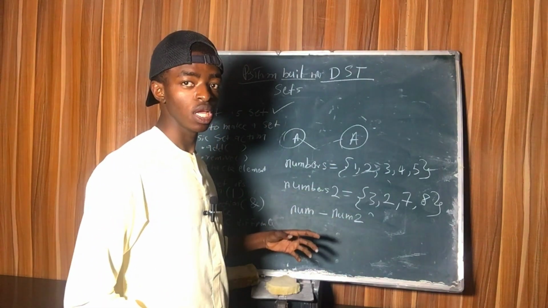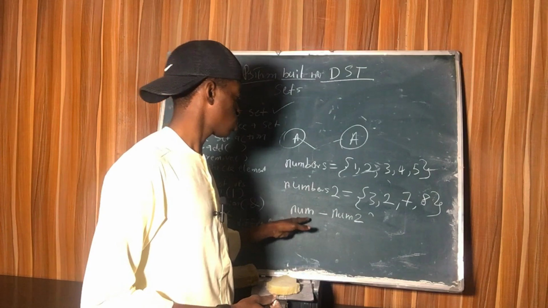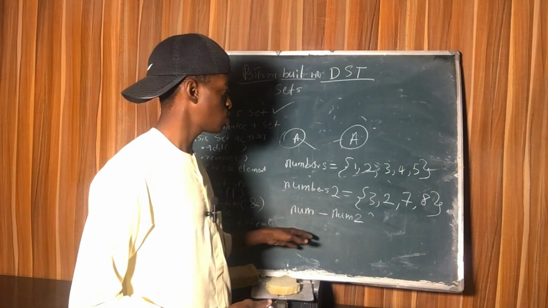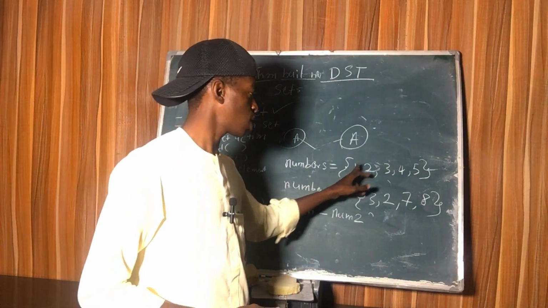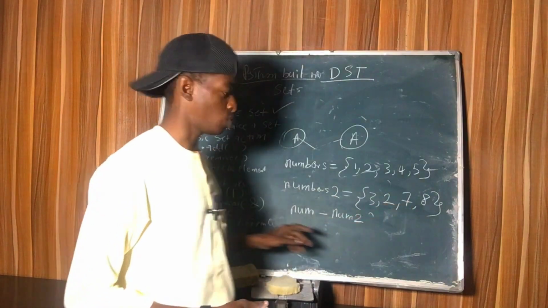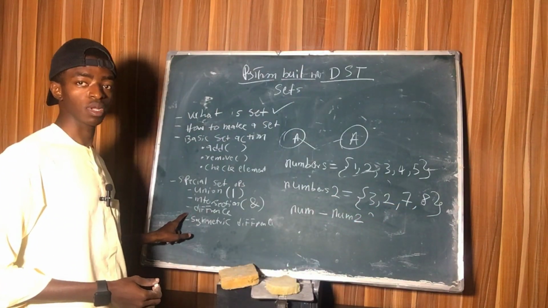So it's telling me this is the difference between num1 and num2, which means in num2 I don't have 1, I don't have 4, I don't have 5. So this is the operation called difference.